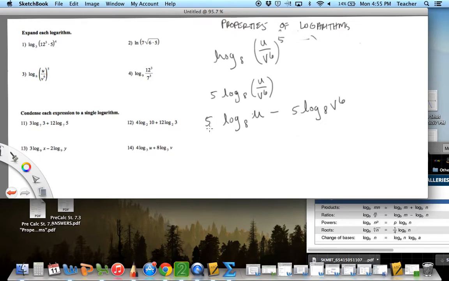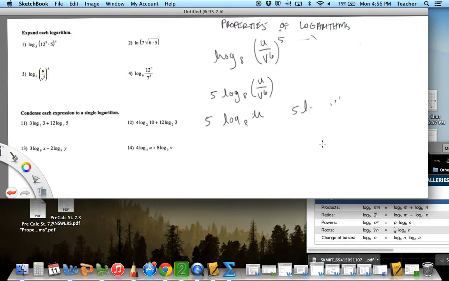Alright? So you'll notice that this 5 followed both logs because it was at the beginning of our problem. And this one is done because it's not taking any power. I have no multiplication or division or anything going on. But this one's being taken to the 6th, and so we can multiply that out. And we're left with 5 log base 8 u minus 6 times 5, which in this case would be 30, because we would drop that 6 times 5 over, and so we would be left with 30 log base 8 v. Okay? So, hopefully this is a good example of expanding each logarithm, and you're kind of getting that down.